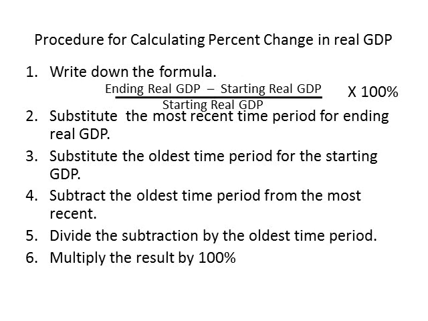First, write down the formula: ending real GDP minus starting real GDP, divided by starting real GDP, times 100%. Second, substitute in the most recent time period for the ending real GDP, substitute in the oldest time period for the starting GDP, subtract the oldest time period from the most recent, divide the subtraction by the oldest time period, and multiply the result by 100%. Let's look at an example.